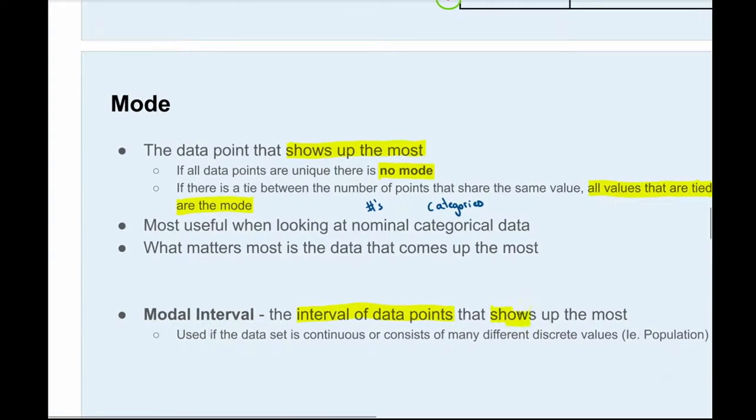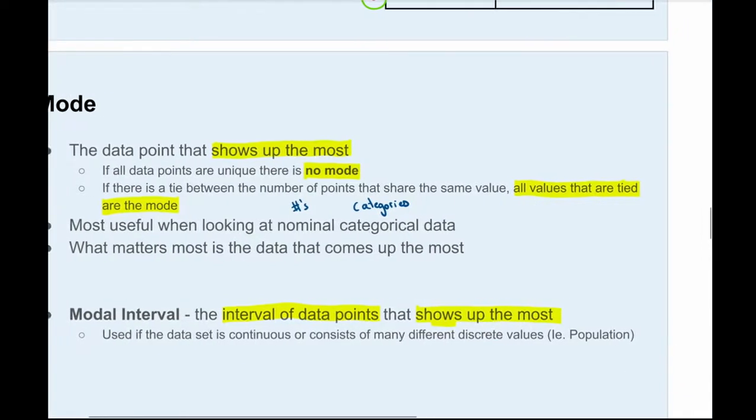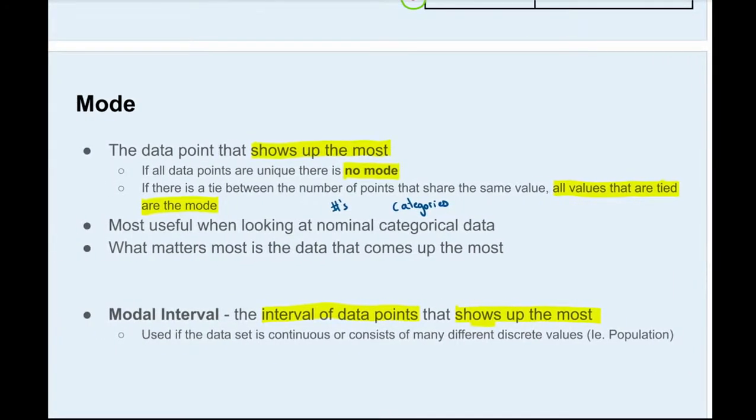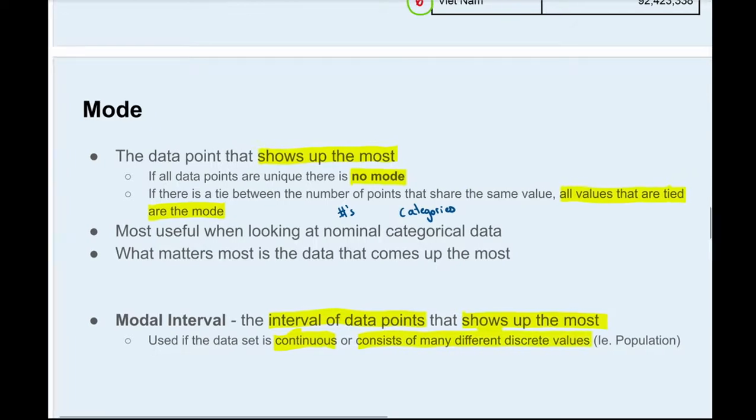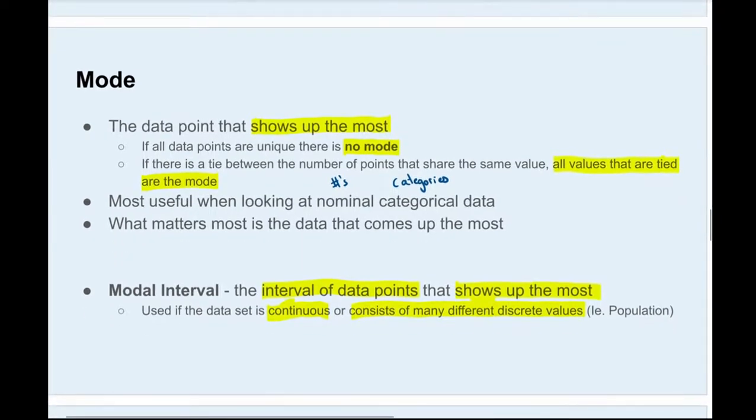So again, it's very similar to the mode, except the difference here is that we have intervals of data rather than a specific value. And this is used if the data set is continuous or consists of many different discrete values. So continuous would be things like time, anything in terms of measurement, things like that.